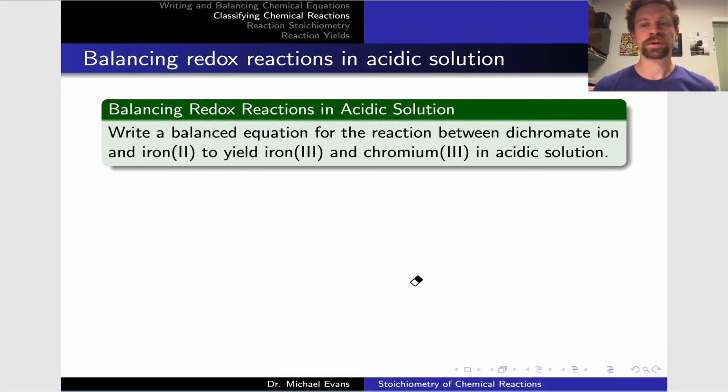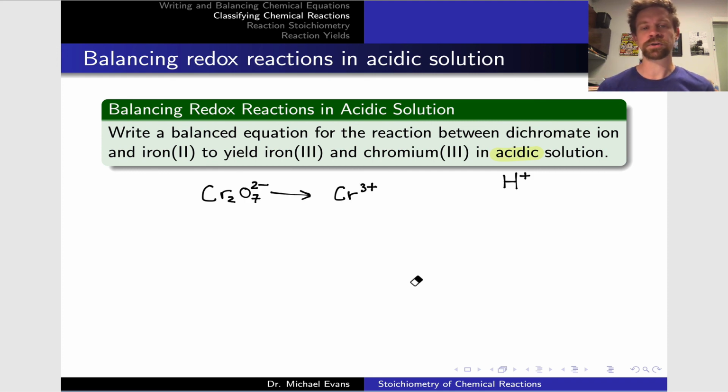And here we're looking at the reaction between dichromate ion, we'll see that structure in a second, that formula, and iron 2 to yield iron 3 and chromium 3 in acidic solution. Acidic meaning we're going to have H plus and water molecules around on our reactant or product sides. So first, let's write the half reactions.